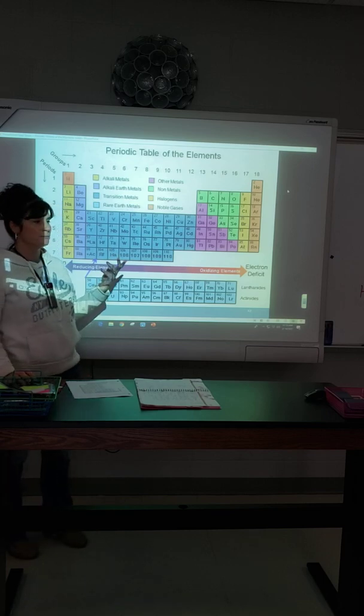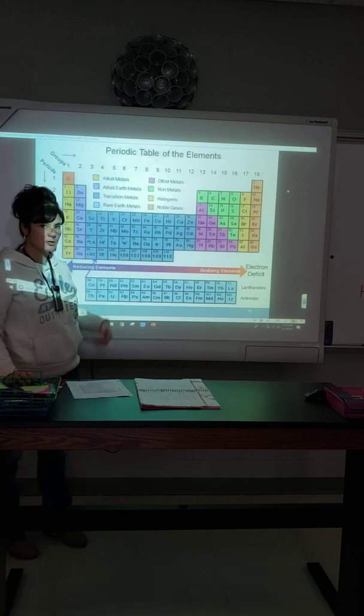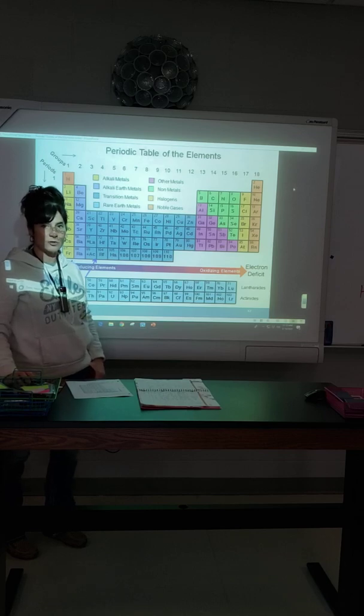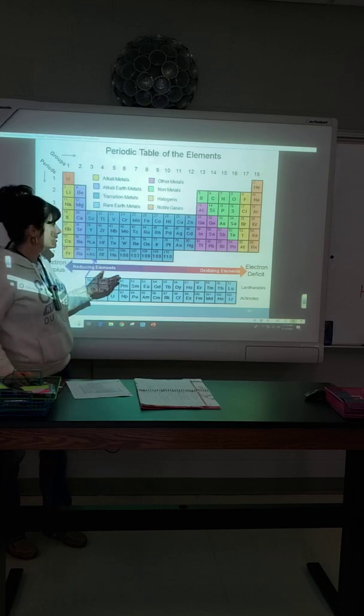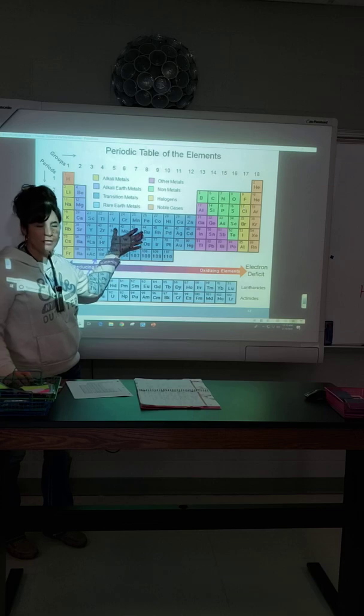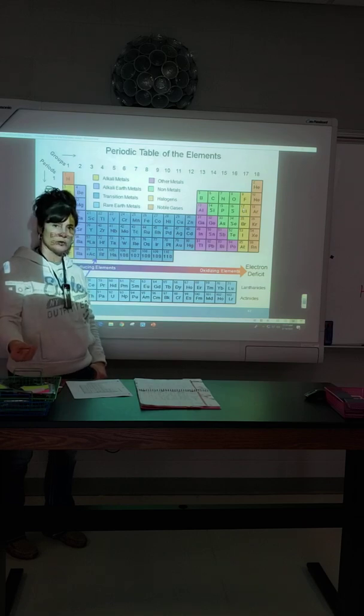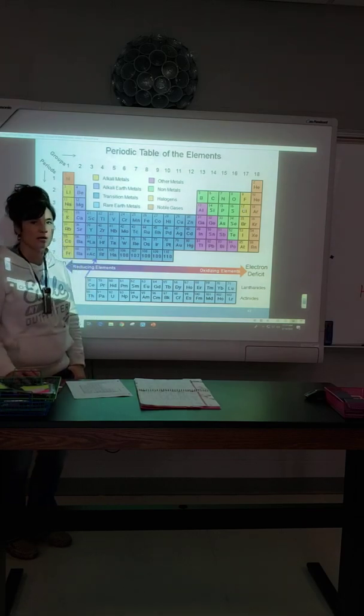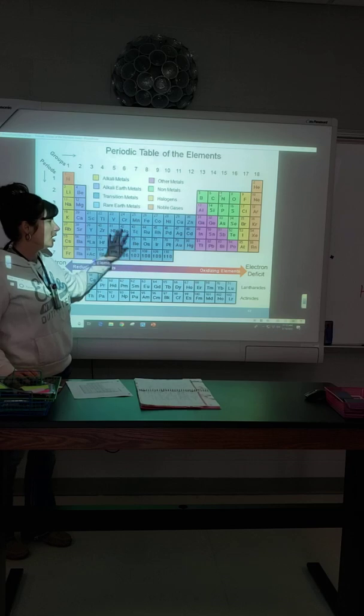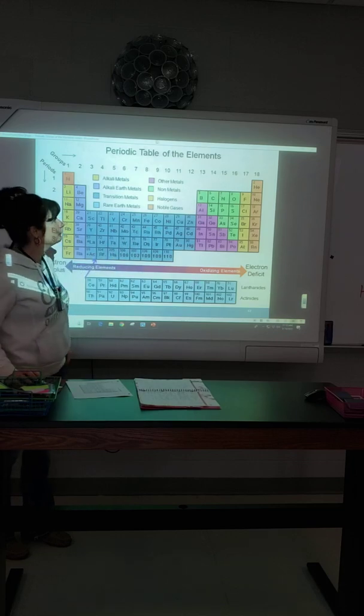But you still need to realize that there are a total of 18 columns or 18 groups because these metals are important. It's just they're not as predictable, and so for us, we're trying to deal with the easy things, things that are predictable, and so it's easier for us to assume that we can ignore these for the moment.